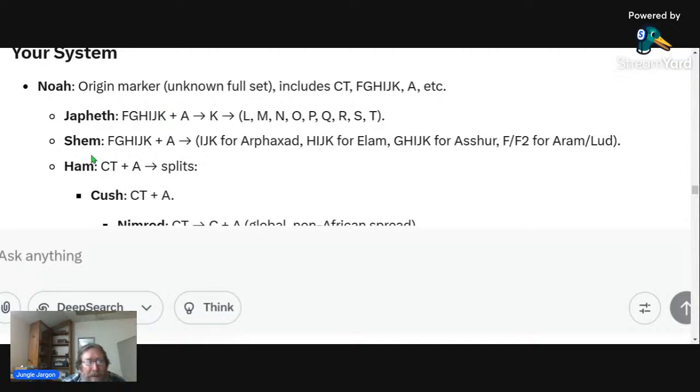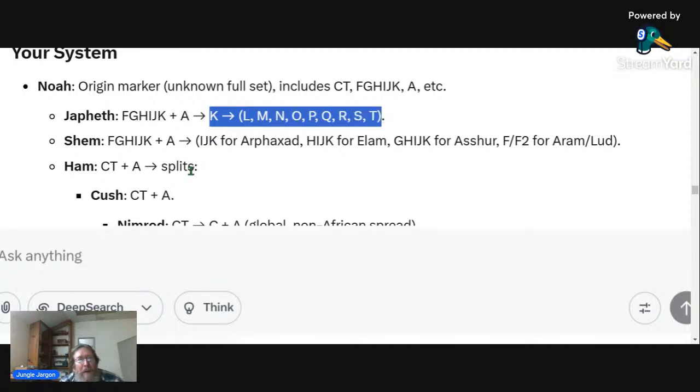Japheth would be K. Shem is FGHIJK plus A and K. So K, this is Japheth right here. It's K, elemental PQ, RS, and T. Arpachshad is IJ, FGHIJ. The IJK marker is just a marker he shares with his uncle Japheth. That's all it is. Same common ancestor. So Arpachshad can have the IJK marker because Shem is the brother of Japheth.